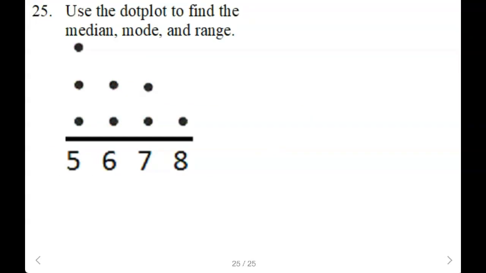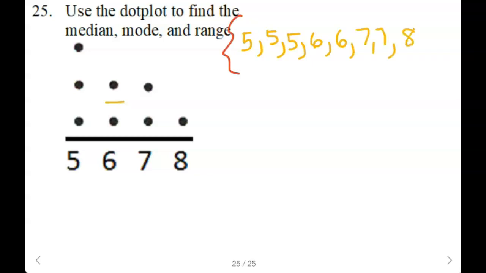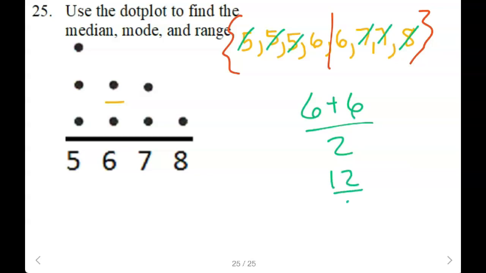All right, dot plot here, we've got the median as the middle number. So think about what this set is. We've got 3 5s, we've got 2 6s, 2 7s, and an 8. So thinking about taking away one from each side to get to the center, we could take away these two, these two, these two. We end up with 6 and 6 in the middle. The average of 6 and 6 is 6. So the median is 6.